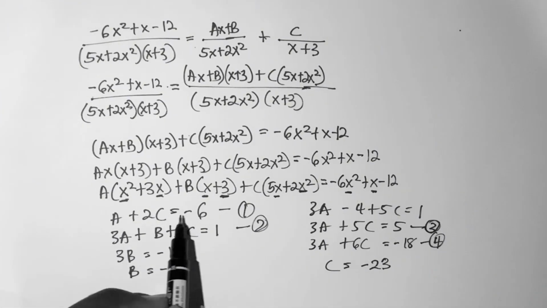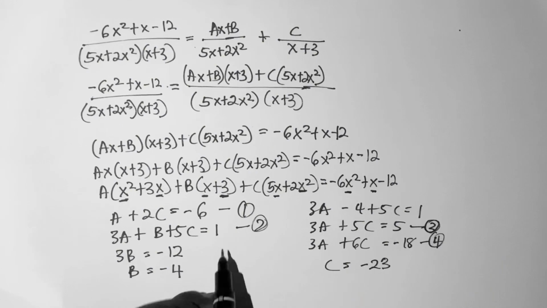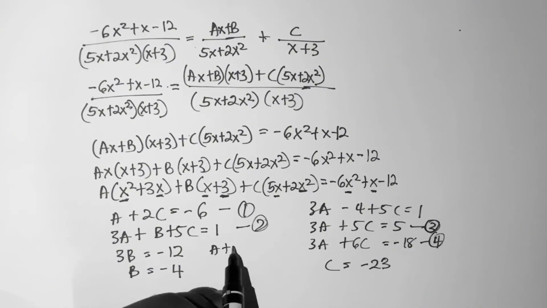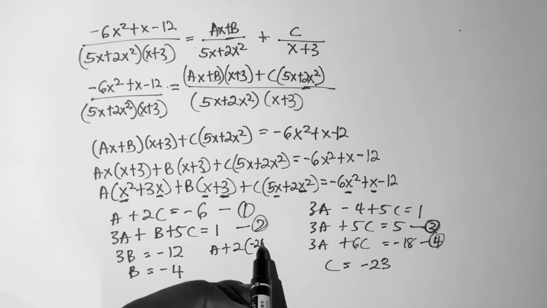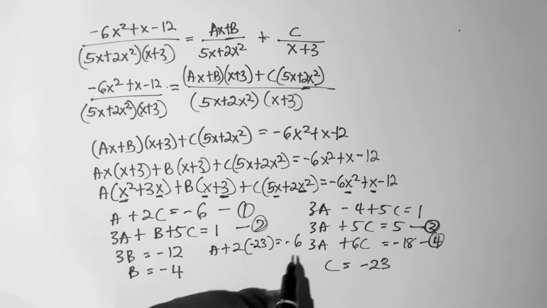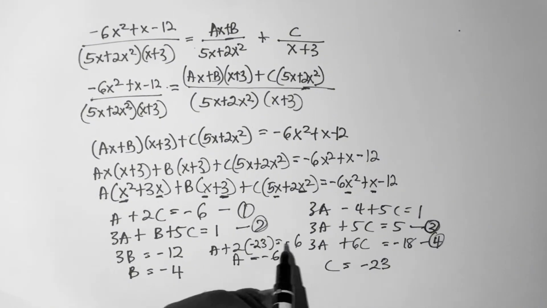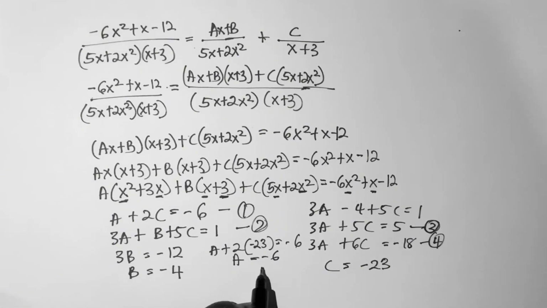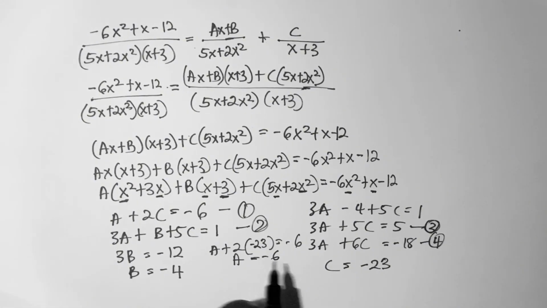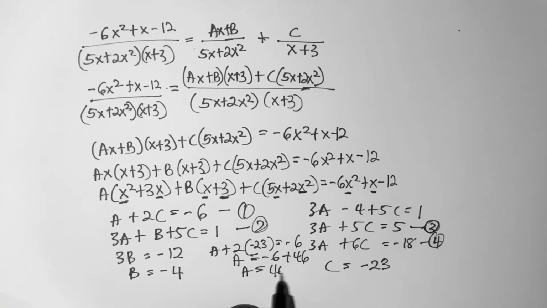Nonetheless, we know that a plus 2c is equal to minus 6. So a plus 2 times minus 23 is equal to minus 6. So a is equal to minus 6 minus 2 times minus 23, which is minus 46. So a is equal to minus 6 plus 46. So a is equal to 40. So a is 40, b is minus 23, and then c is 4.